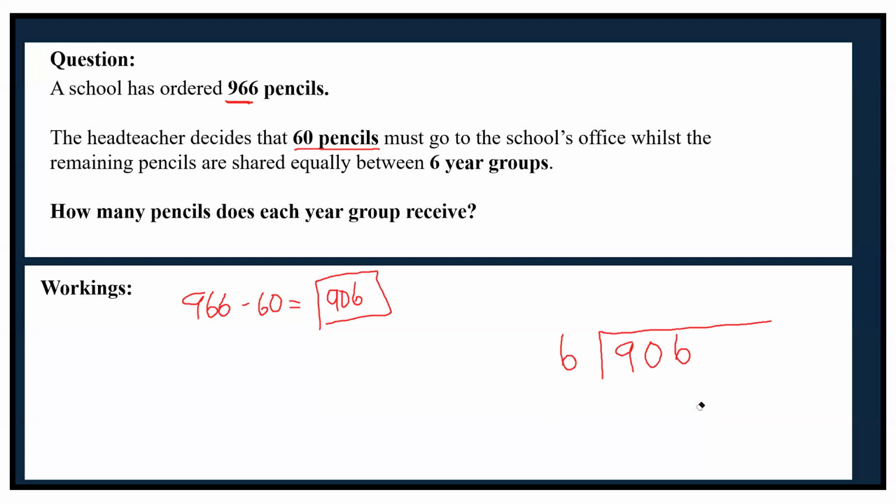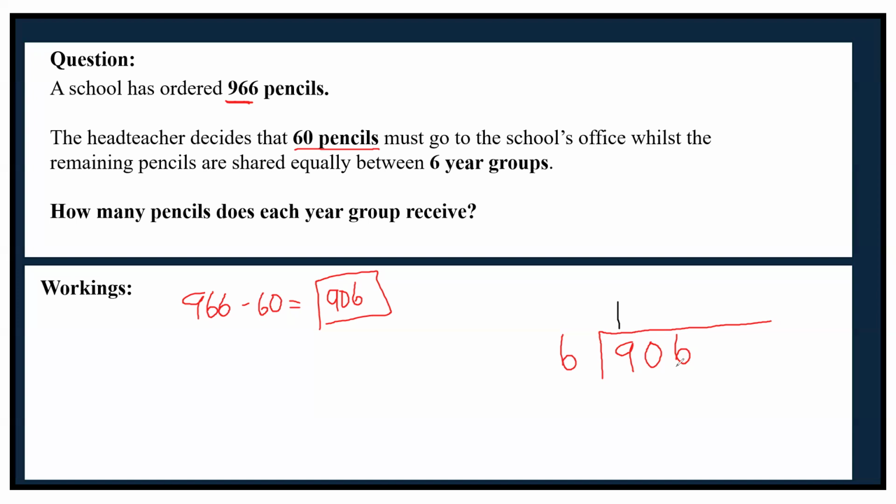Now, once we've set it out, we can start solving. So how do we do this? Well, we get our divisor here, number 6, and we're going to see how many times it goes into each number. So how many times does 6 go into 9? Well, if I do my 6 times table, I can only do 6 times 1, because if I go any higher, it's going to go above 9. So 6 goes into 9 once.